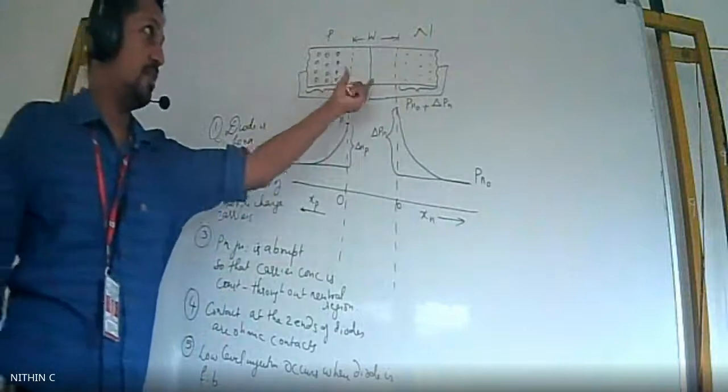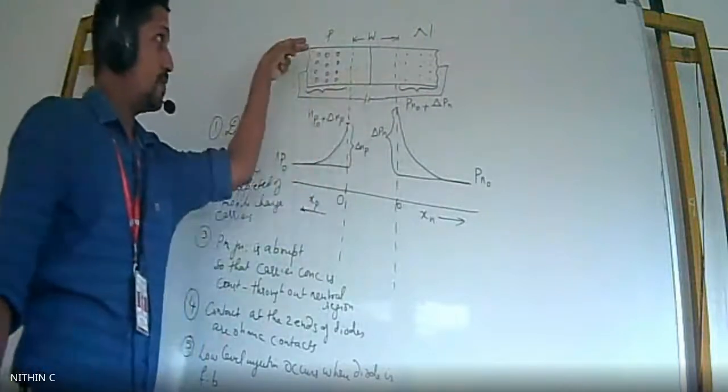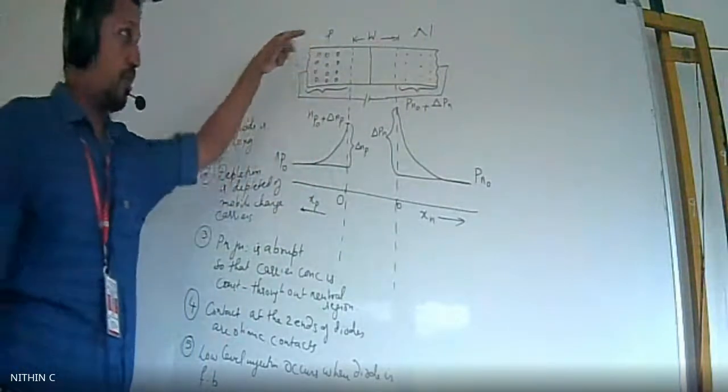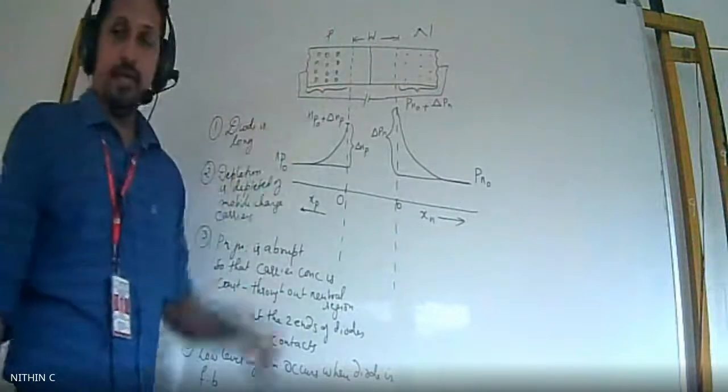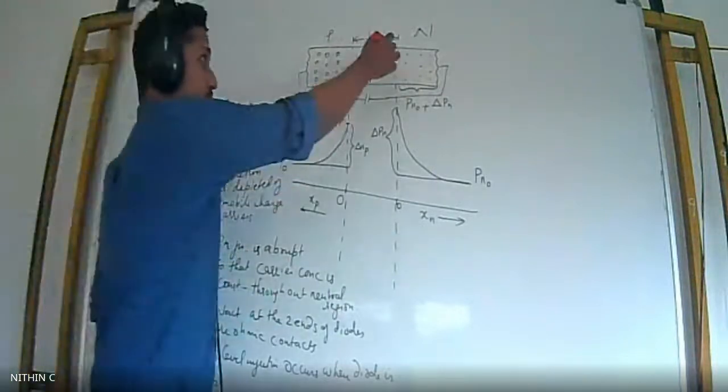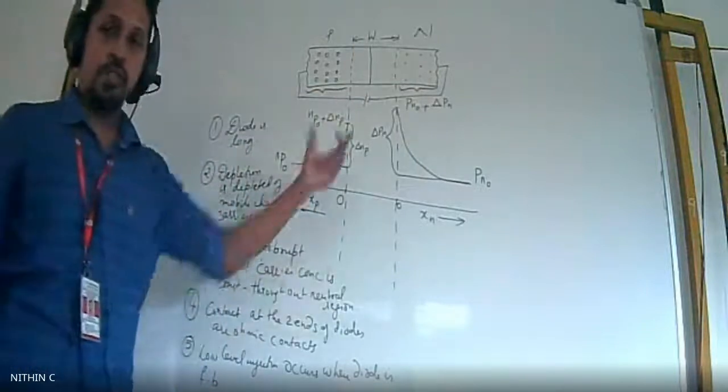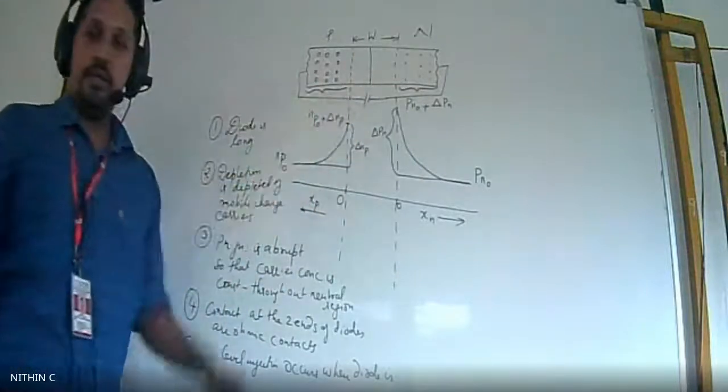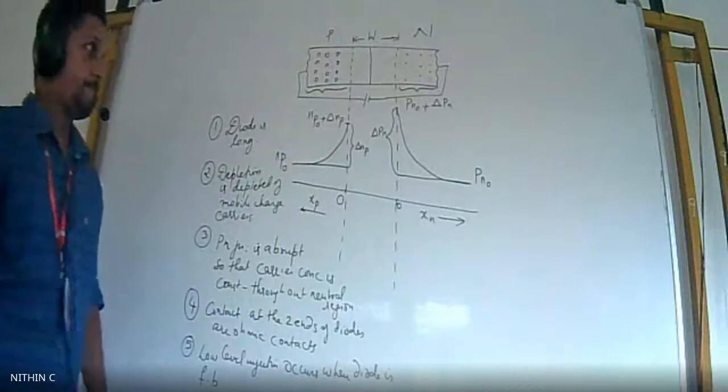When we forward bias, the depletion layer width decreases. Because of that, holes will get enough energy to cross the depletion potential and reach the N side. Similar is the case for electrons. Electrons will get enough energy to cross the depletion layer potential and reach the P side. Okay.